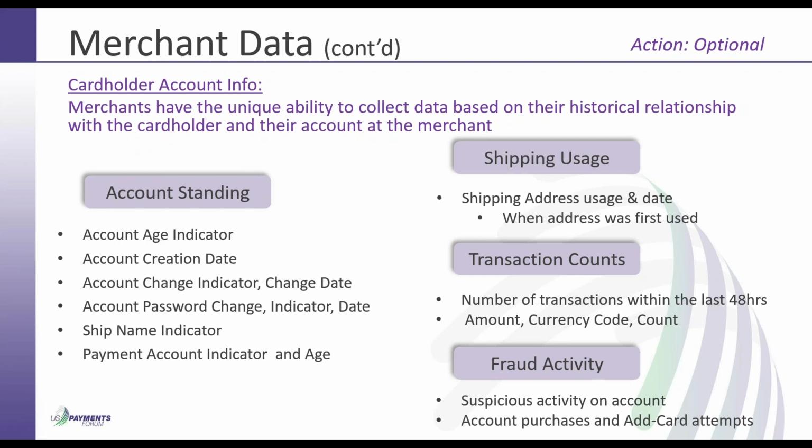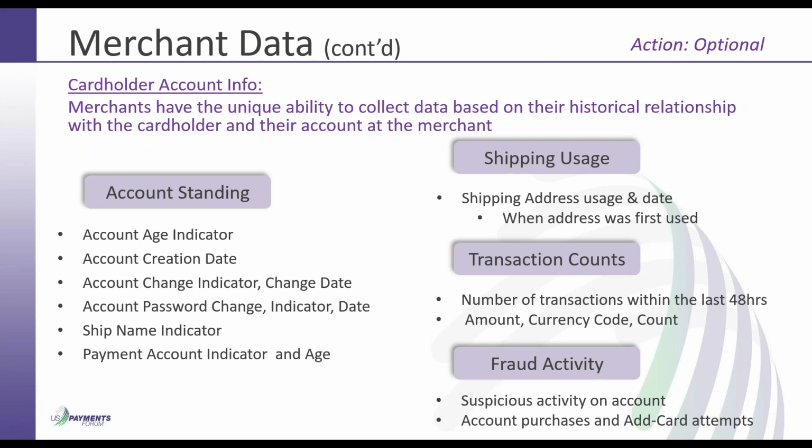Then there's some shipping usage. So the shipping address is frequently used with this customer and this account, as well as the date of the last time it was used or first used. There's some information around transaction count, so number of transactions within the last 48 hours, as well as transaction counts for the last year, including the amount and account of those transactions. So more a high-level counter that could be passed, but ultimately, another indicator that could be passed.